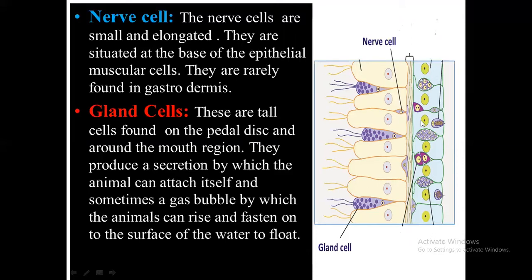Gland cells. These are tall cells found on the pedal disc. Pedal disc means basal disc, the last portion of the body of Hydra, and they are also found around the mouth region. They produce a secretion by which the animal can attach itself, and sometimes a gas bubble by which the animal can rise and fasten onto the surface of the water to float. Here is a gland cell and a gland cell.